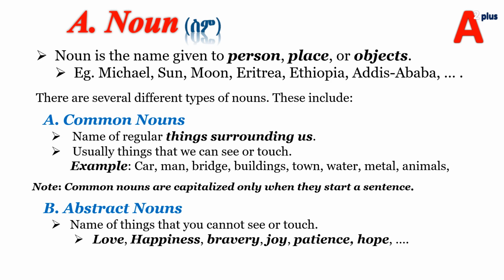The second one is abstract noun. An abstract noun is a name given to things that we cannot see or touch. We can only feel them, okay? For example, happiness, love, bravery, joy, patience, hope, and so on, okay? And this abstract noun is not capitalized.